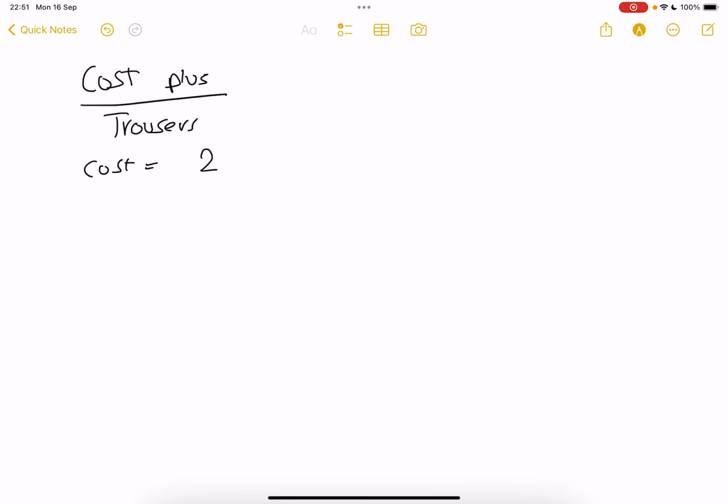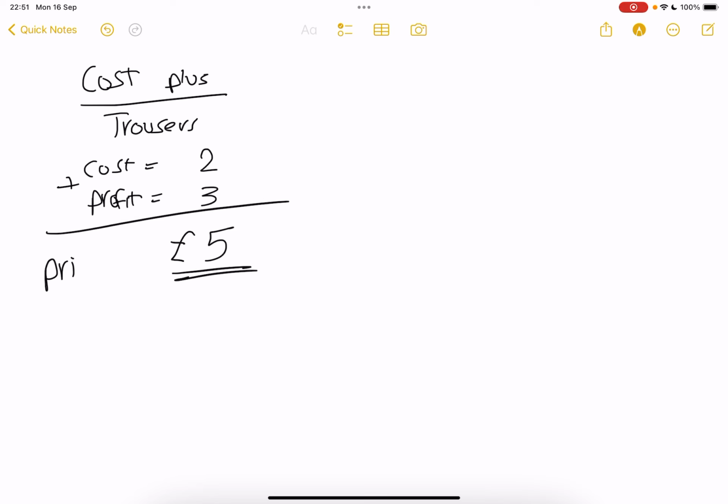If we're going to price using a cost plus approach, what does this mean? Simply, I'm going to produce trousers. The cost of it is £2, and as a company, I would like to get a profit, which is £3. Then cost plus targeted profit would be £5. That's the price that you would like to sell the trousers to the customer for.